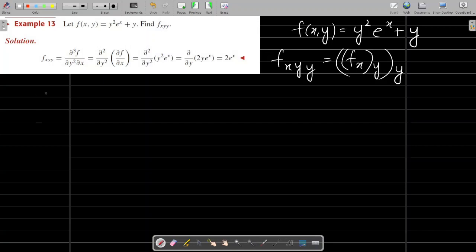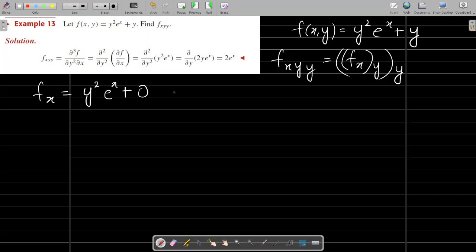So let's start with the first step. Let's find f_x. What is f_x? You must understand, y is a constant whenever we are partially differentiating with respect to x. So y² into ∂/∂x of e^x is e^x, plus ∂/∂x of y. What is that? It is 0.